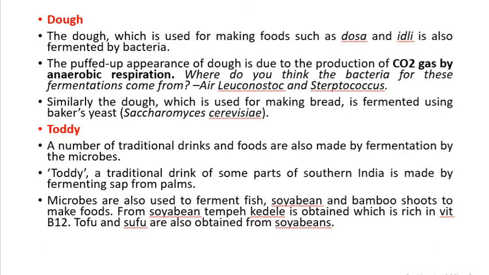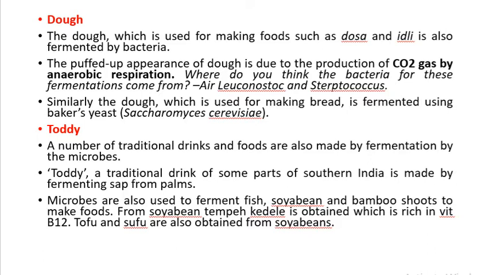Microorganisms are also useful in fermenting food, such as the fermentation of fish, soya bean and bamboo shoots to make foods. So we use microorganisms for food production also. We use microorganisms for the preparation of beverages like toddy, and whenever microorganisms are used for the fermentation of fish, soybean or bamboo shoots, we get food which is rich in vitamin B12.